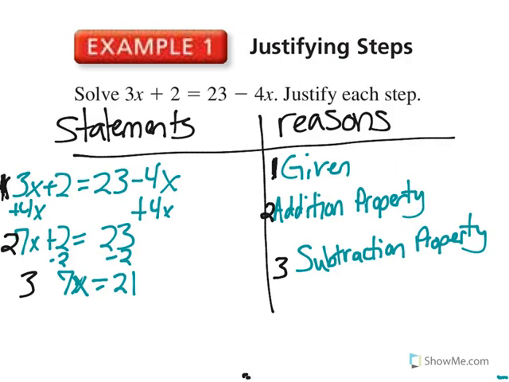So I still need to get x by itself. So in order to do that, I need to get rid of the 7. So I'm going to divide by 7 on both sides. So I end up getting x is equal to 3. And so my reason for this would be division property.